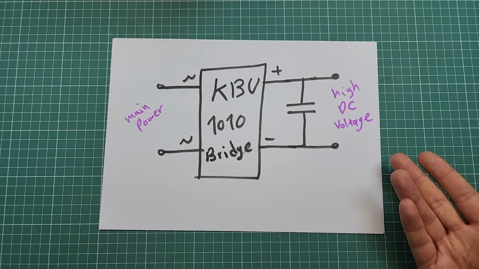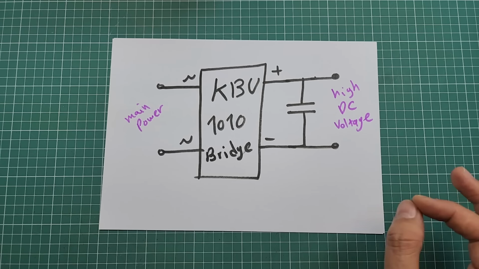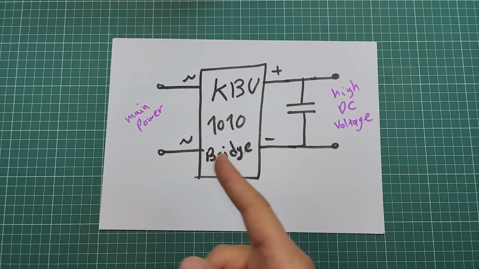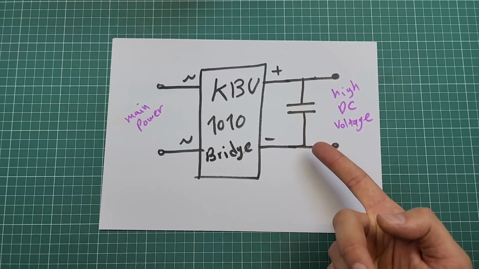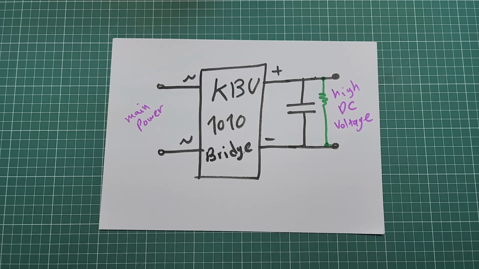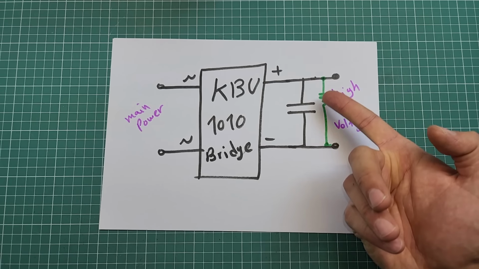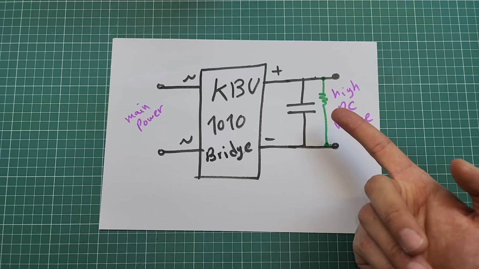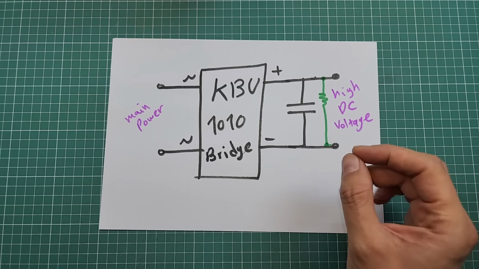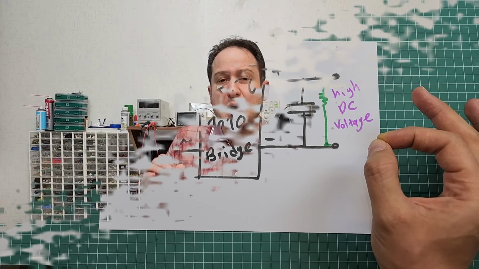This is another example. In the circuit, I have rectified the main power and used a capacitor for smoothing the output voltage. Also, this capacitor is charged to a high voltage, so I have to put a resistor in parallel with that to discharge the capacitor to prevent high voltage shocks. It's so important. A resistor can save a life.